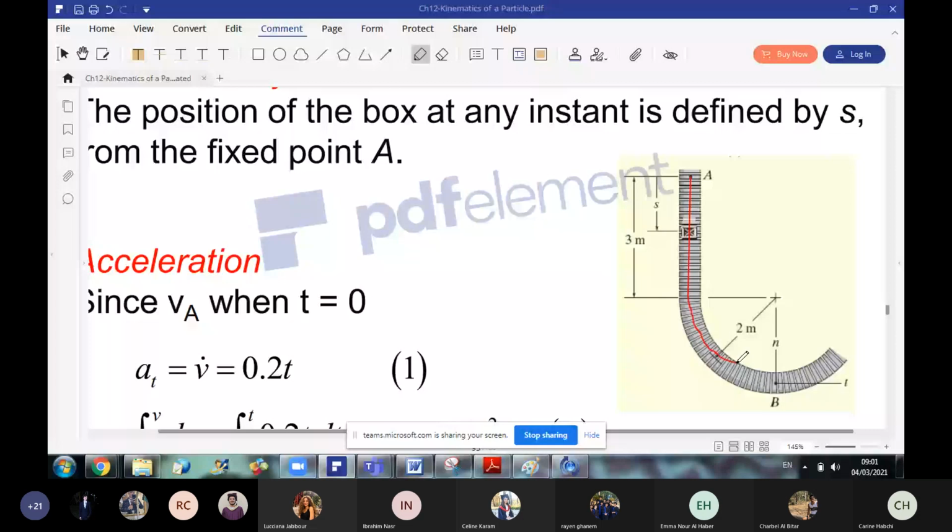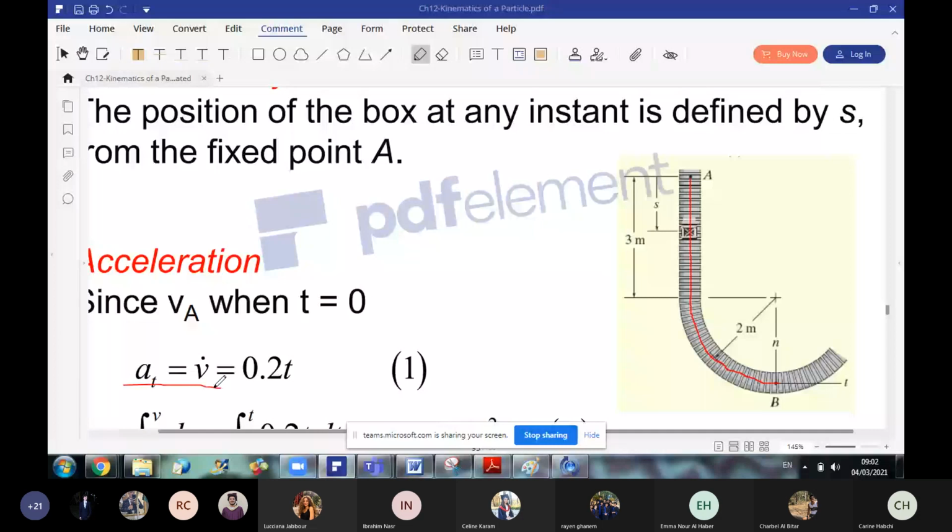So now, my purpose is to find the velocity and acceleration of the block when it reaches point B. What they told me is that from A to B, I have the same expression for a_t. They said that for the whole motion, starting from A, which is rectilinear, until going through the circular path to reach B, for the whole path, a_t is 0.2t.